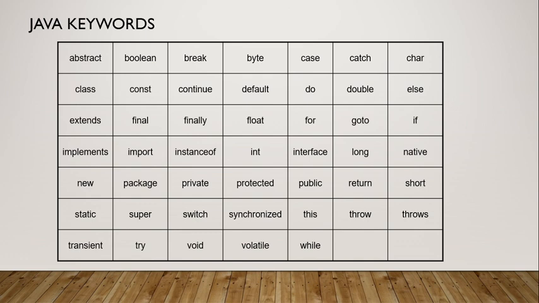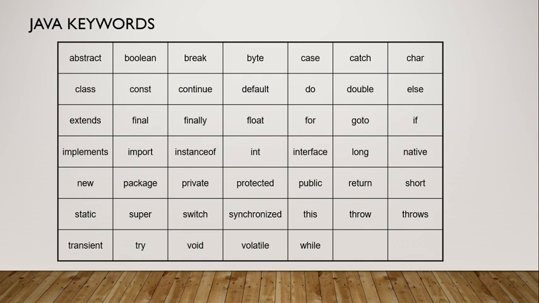Switch. The Java switch keyword contains a switch statement that executes code based on test value. The switch statement tests the equality of a variable against multiple values. Synchronized. Java synchronized keyword is used to specify the critical sections or methods in multi-threaded code. This. Java this keyword can be used to refer the current object in a method or constructor.